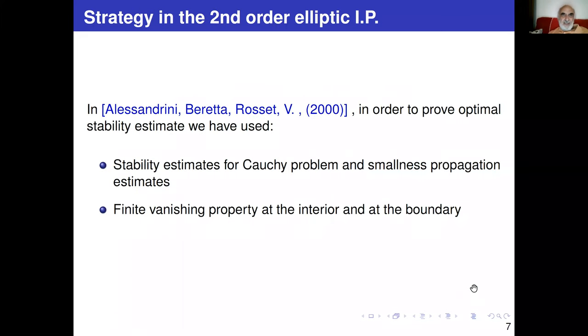Now we return to the strategy for the second order elliptic problem. The tools that we used are a stability estimate for the Cauchy problem, the smallness propagation estimate, and the finite vanishing property at the interior and at the boundary. The first argument is, I imagine, well known. Also the second is known, but I want to discuss more about this question.